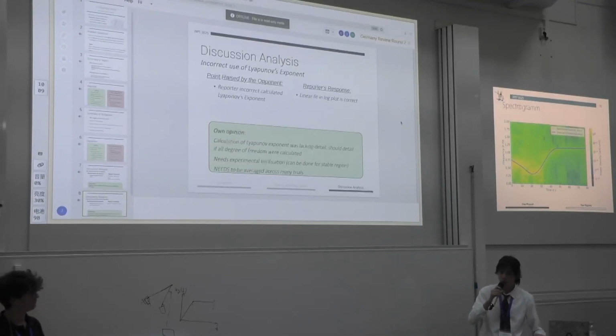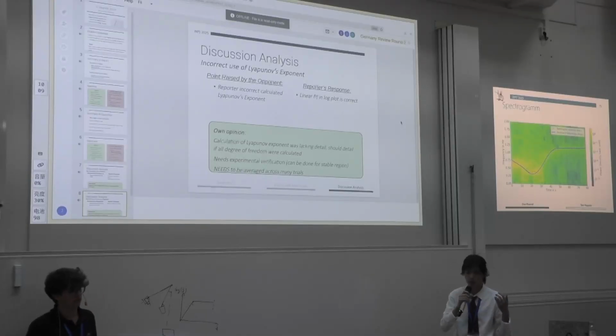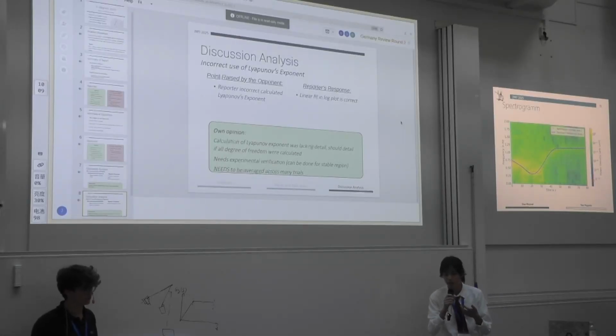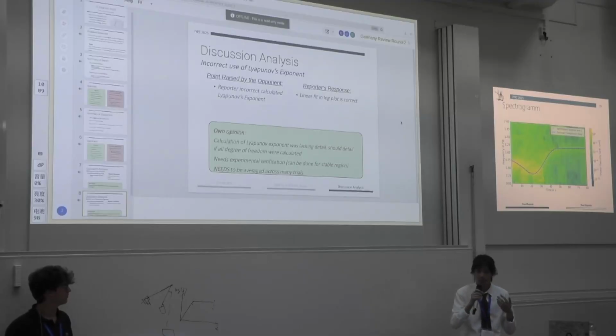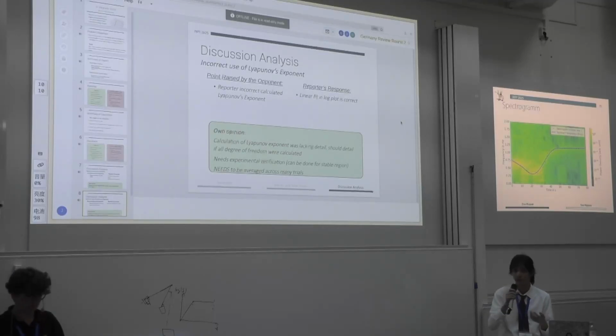Next up, they also talked about the Lyapunov exponent, and here the opponent raised the point about the reporter incorrectly calculating the Lyapunov exponent. The reporter's response was a bit confused, but I think they said there was a linear fit of the log plot. And we actually think here that the most important lacking part was that they did not average many cases for the Lyapunov exponent. That's crucial for calculating it, and they didn't vary the degrees of freedom either, as they should be investigating all of the degrees of freedom of the system.